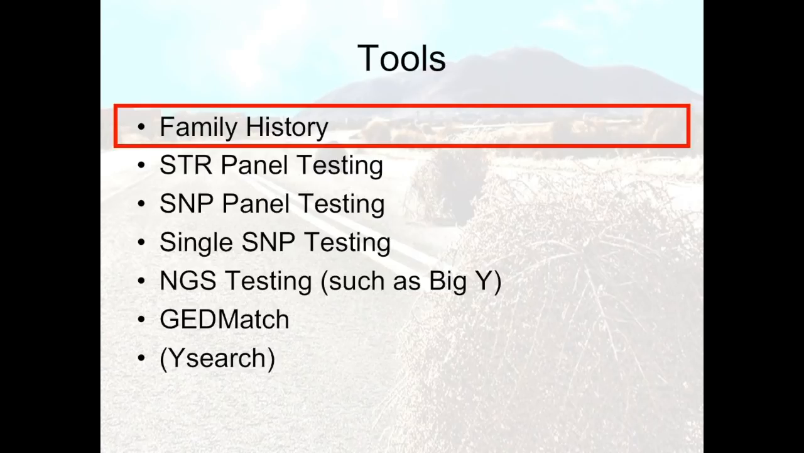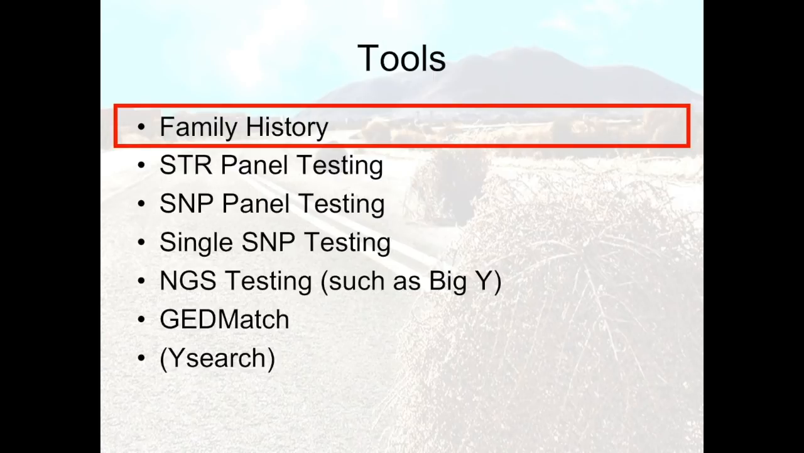Okay, so in terms of the tools to use, I think we've talked about some of them already in the earlier talk. Family history is the critical one. You start off with genealogy. Talk to your oldest relations. There's always going to be a genealogy note somewhere in the family. Talk to them. Get as much information as possible.